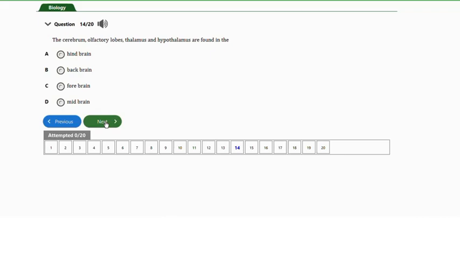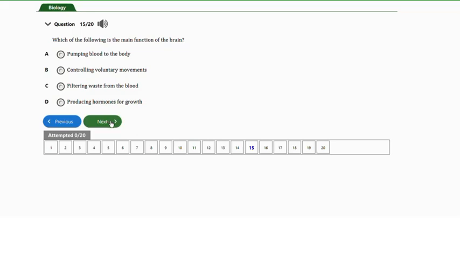The cerebrum, the olfactory lobes, the thalamus, and the hypothalamus are part of the forebrain. That's the front part of the brain. So that's the answer to this question. They are part of the forebrain, and the forebrain is actually the largest part of the brain that's found in the front.